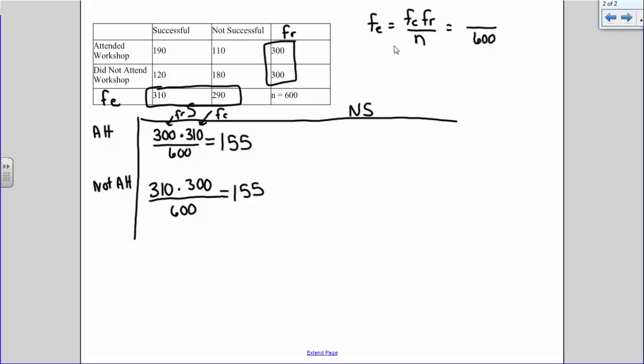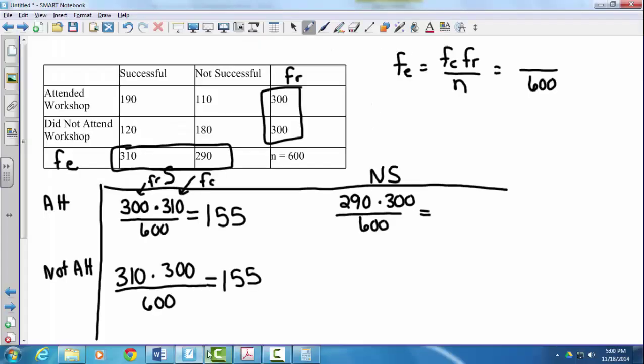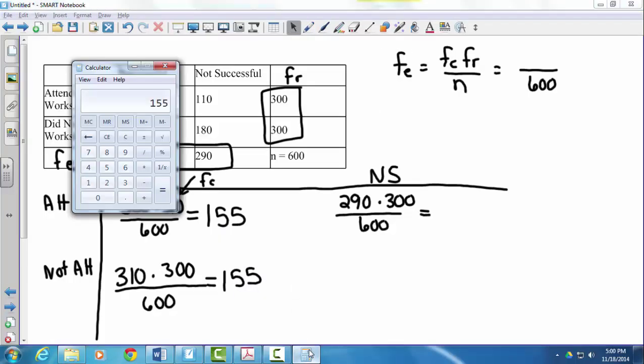Okay, so now we're looking at the not successful among those who attended the workshop. So the frequency for that column is 290 times the frequency for that row of 300 divided by 600. Okay, so we have 290 times 300 equals 8,700 divided by 600, and you get 145.